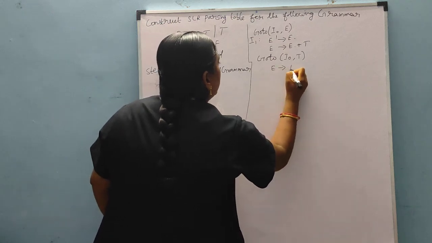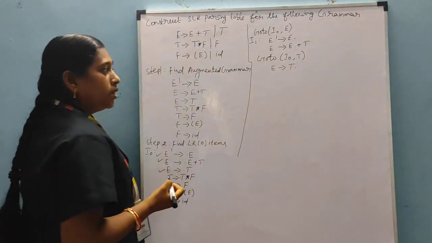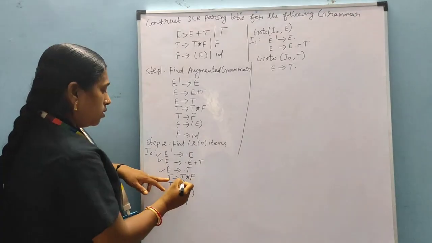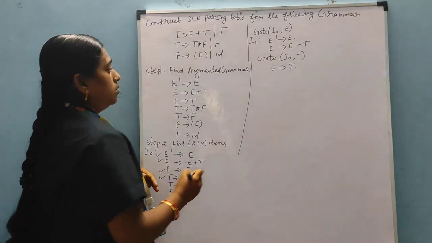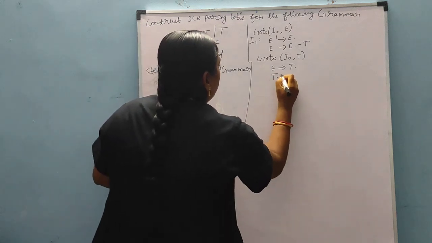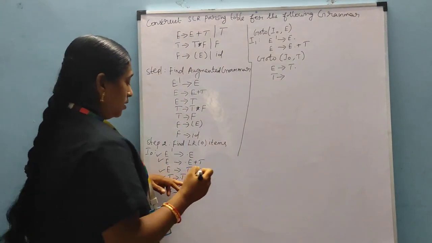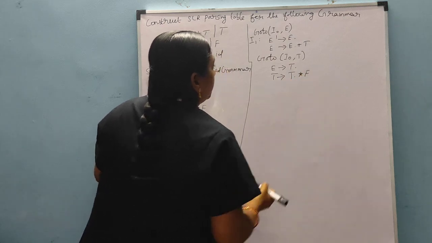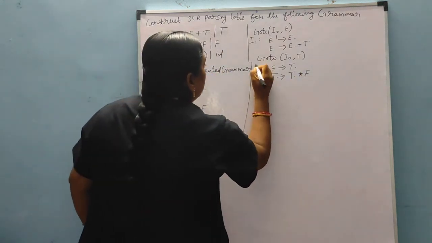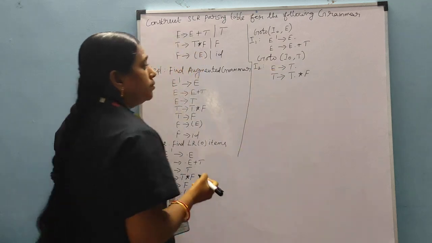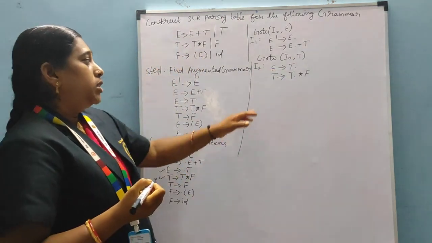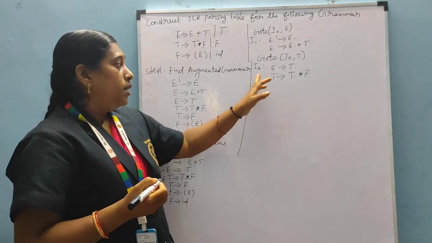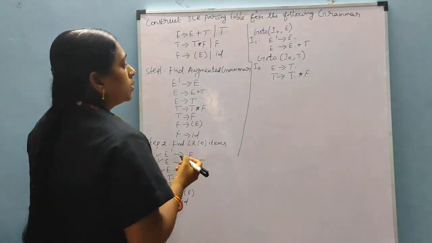E tends to T dot. Okay. See, here also non-terminal T is present. So we'll take this production also. T tends to, can you say what is the result? Yes. T dot star F. So this is the I2 state. Okay. Why am I mentioning it as I2? Because of the new production present. So that I can make it like an I2 state.